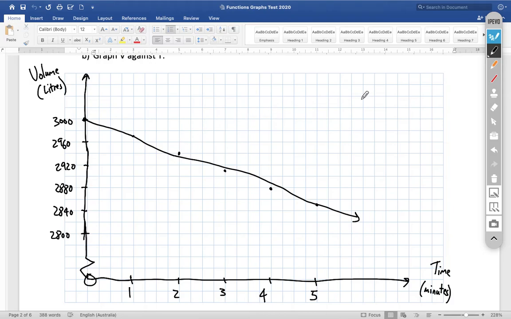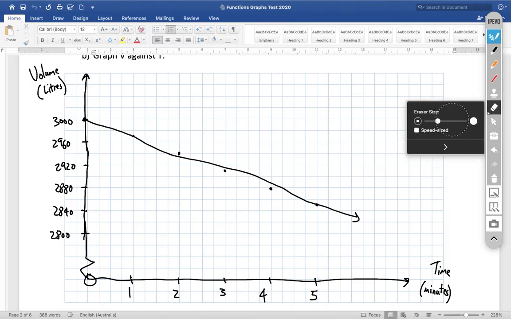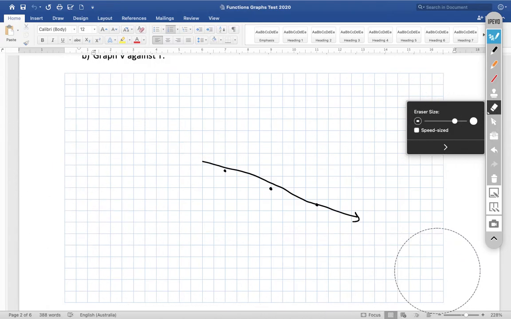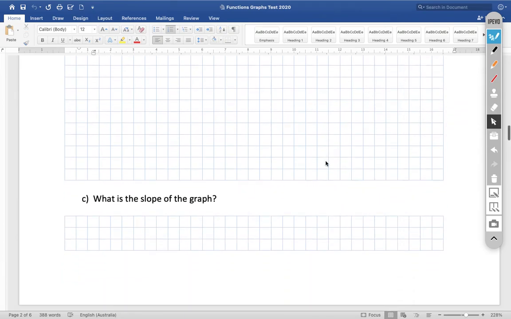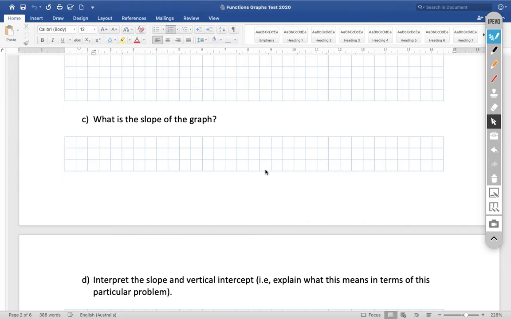And that's what you need to do. Something like that should hopefully be an easy way to get marks on a test, because graphs always have quite a few marks associated with them. What is the slope of the graph?